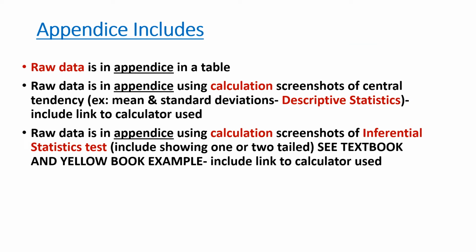In the appendices, that is where you're going to actually put your calculations. If you turn to appendices 7 and 8 in the yellow book, you will see the following. You'll see the raw data that you should have for your group. And then you'll see the calculations for the descriptive statistics. And then if you turn the page again, you'll see the screenshot of the calculations for the inferential test. You have to show your work.